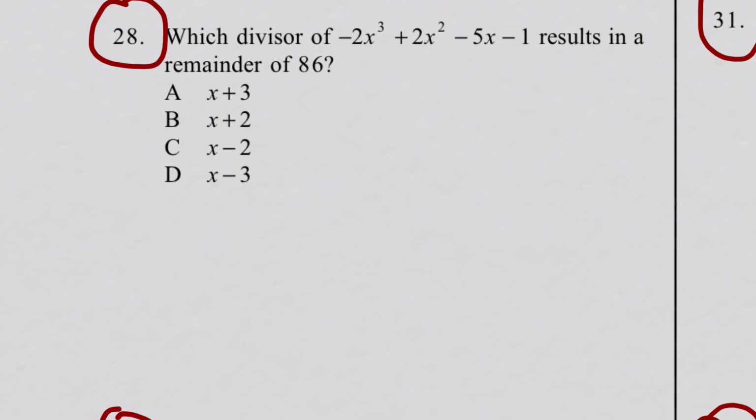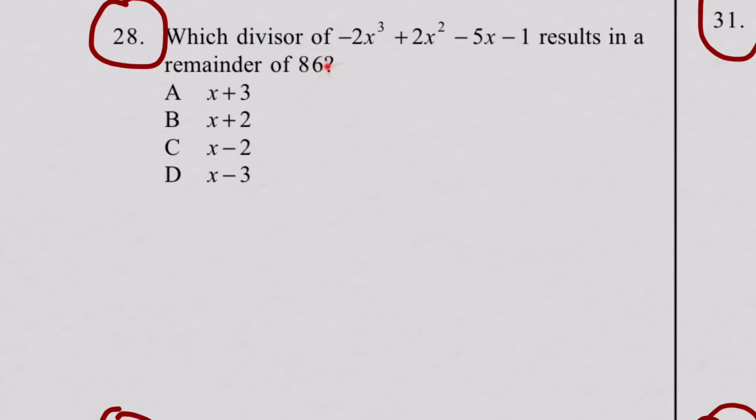Alright, I'm continuing with number 28. It says, which divisor of 2x cubed plus 2x squared minus 5x minus 1 results in a remainder of 86? So this is the last section that we covered. You need to take this 2x cubed plus 2x squared minus 5x minus 1 and divide it by all of these to see which one will give you a remainder of 86.